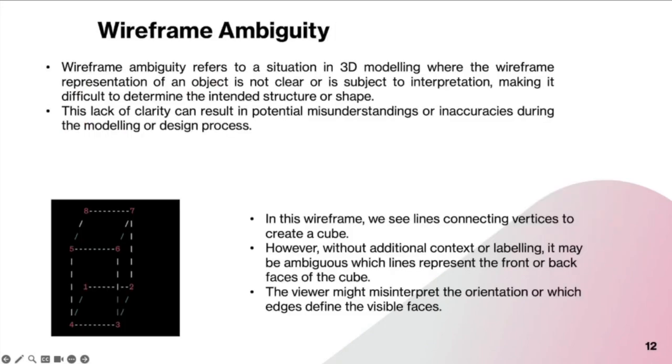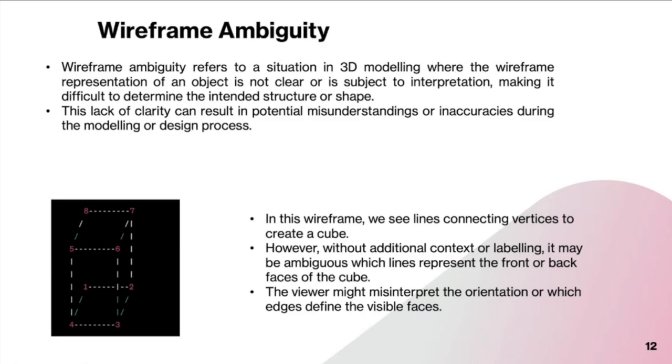It refers to a situation in 3D modeling where the wireframe representation of an object is not clear or is subject to interpretation. It is sometimes difficult to determine the actual structure or shape. So the lack of clarity can result in potential misunderstandings and inaccuracies during the modeling or design procedure.